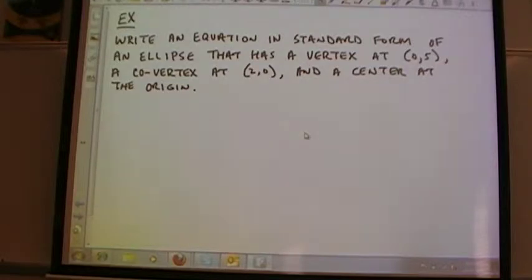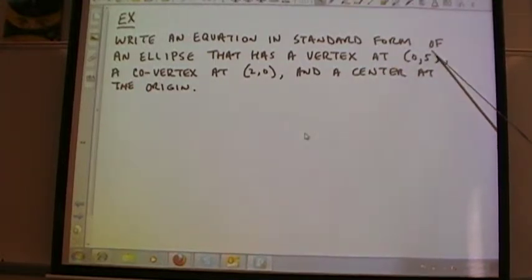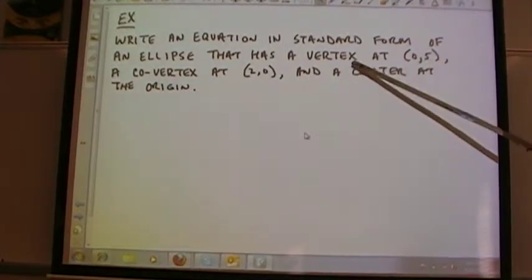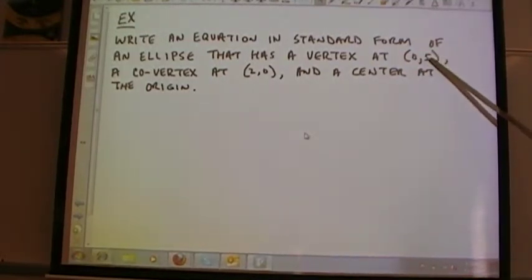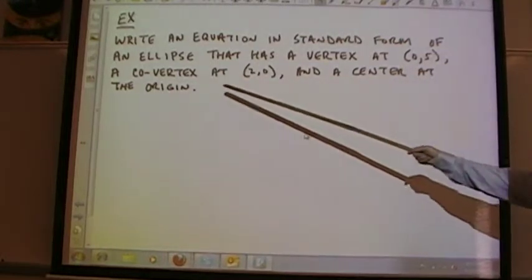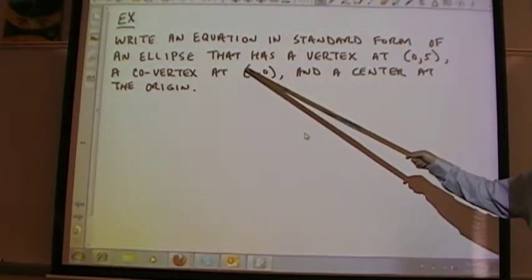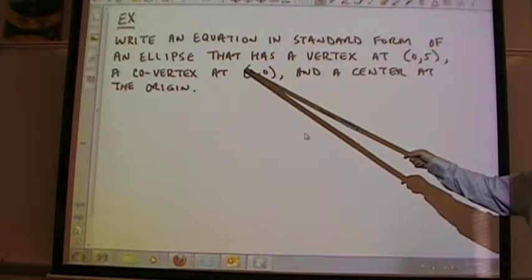And vertex at 0, 5. So right there, when your vertex is at 0, 5, you should be able to figure out what the major axis is. Which one is it? The y-axis, because the vertex is in the y spot. The co-vertex, the number's in the x spot, so your minor axis has to be the x-axis.